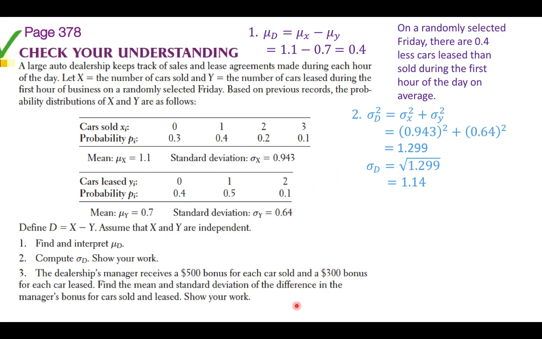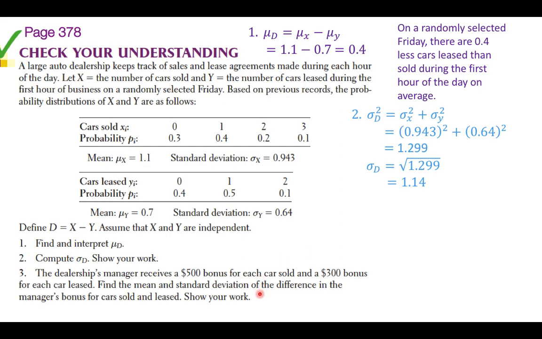And number 3, it's saying the dealership receives a $500 bonus for each car sold. So that means if they sold 0 cars, they get nothing. But if they sold 1 car, then they get $500 for that car. If they sold 2 cars, then 2 times 500, they'll get $1,000. So they get $500 for each car sold and a $300 bonus for each car leased.